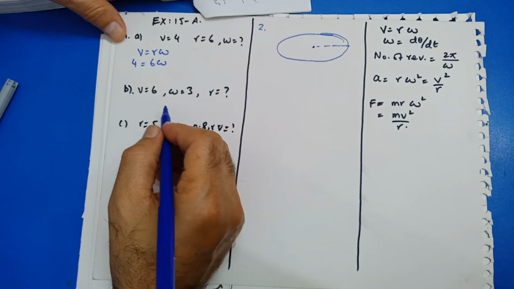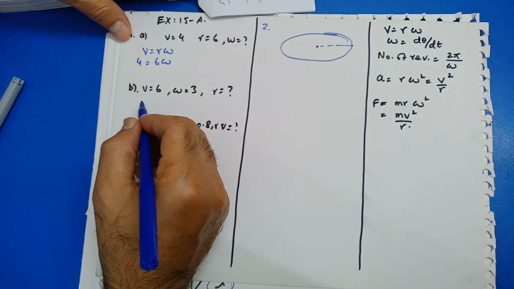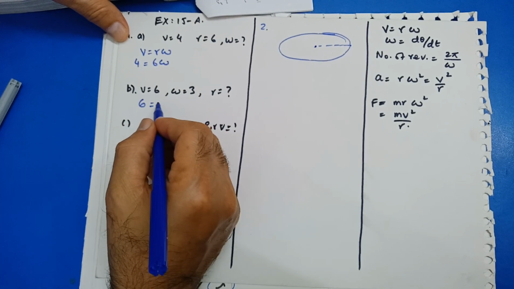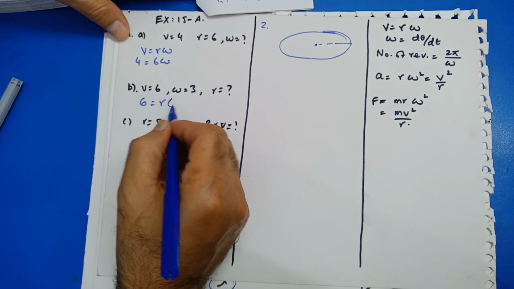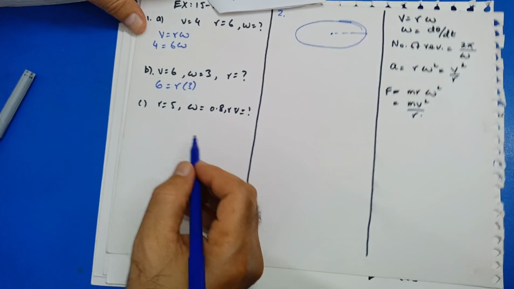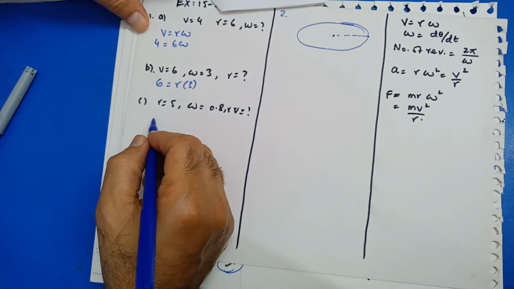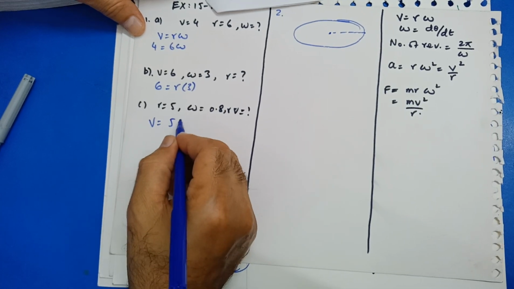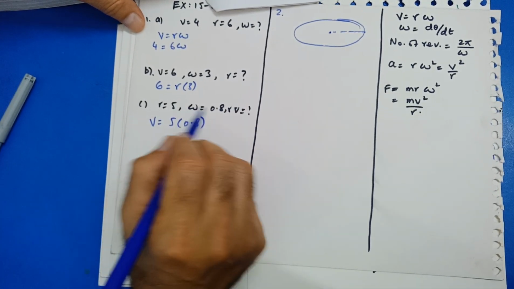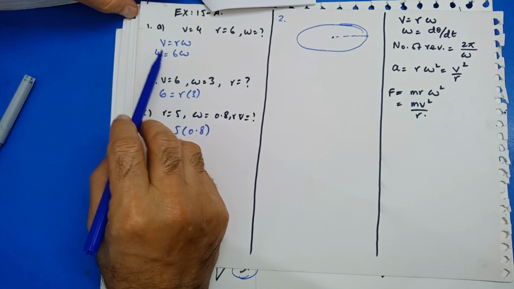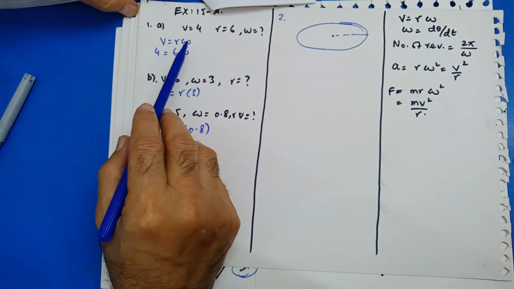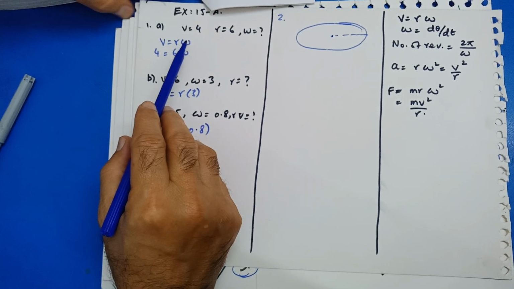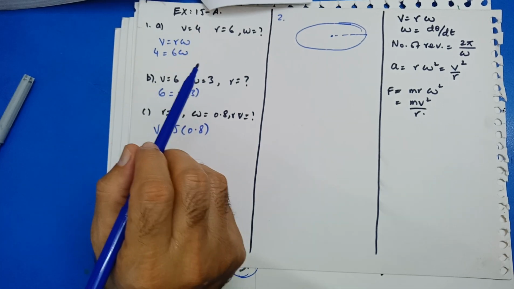Similarly, in the next question, you have again this V is given as 6. You have to find R and you're given the omega. You can find this R, okay? And similarly, in the third question, you have been given R and omega. So your V is going to be 5 into 0.8. Okay? So remember their units. Your velocity is in meters per second, R is in meters, okay, and omega is radians per second.